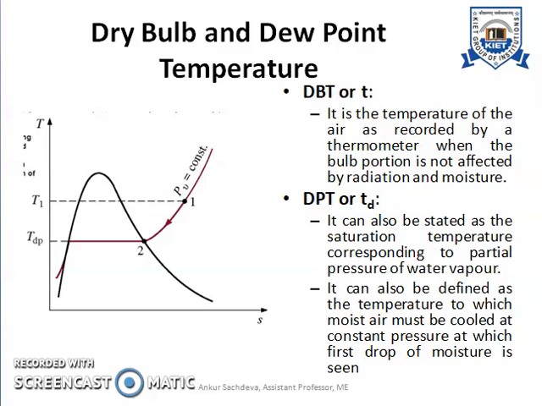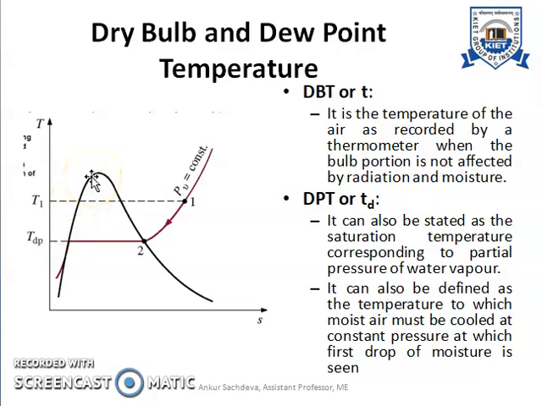Okay, the next important temperature is dew point temperature. It can be written as DPT or TD. Let us understand the concept of dew point temperature with the help of the TS diagram. As you can see over here, we have the vapor dome. The curve on the right hand side is called the saturated vapor line, and the curve on the left hand side is called the saturated liquid line.